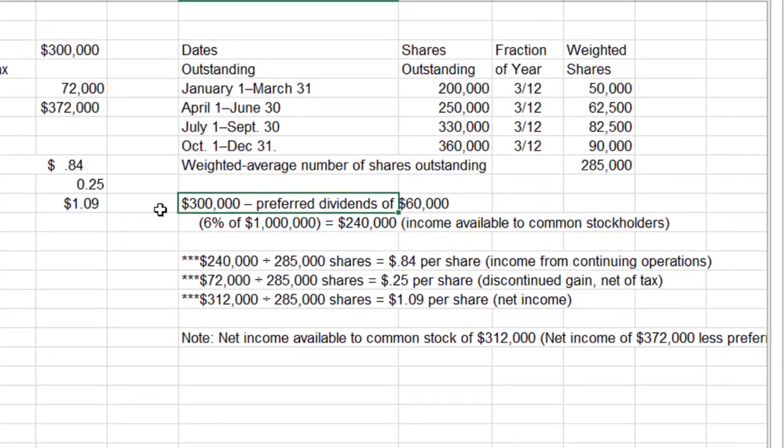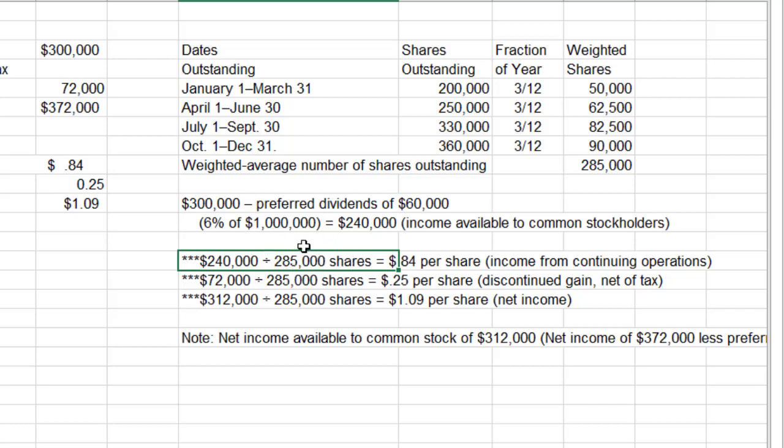Now we have to take that $300,000 and subtract the preferred dividends. We said that since it's 6% on the preferred, the dividends are going to be $60,000. 6% times $100 par is $6 times 10,000 shares is 60,000. So 300,000 minus 60,000 means that our net income after preferred dividends is 240,000. So we need to take the 240 and divide by the number of shares.